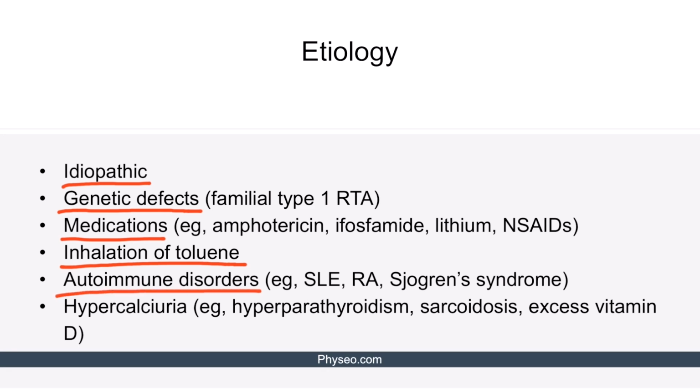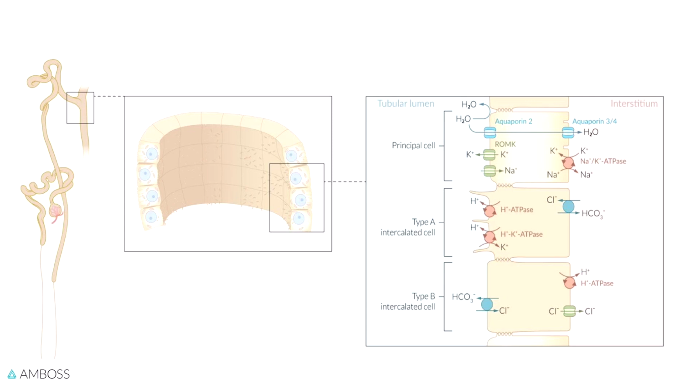Autoimmune disorders like systemic lupus erythematosus, rheumatoid arthritis, and Sjogren's syndrome can also cause type 1 RTA if the immune system attacks the distal tubules and compromises their function. Finally, conditions causing hypercalciuria like hyperparathyroidism, sarcoidosis, and excess vitamin D intake should also be kept in mind as possible etiologies. All right, let's use this image to discuss the pathophysiology of distal renal tubular acidosis.